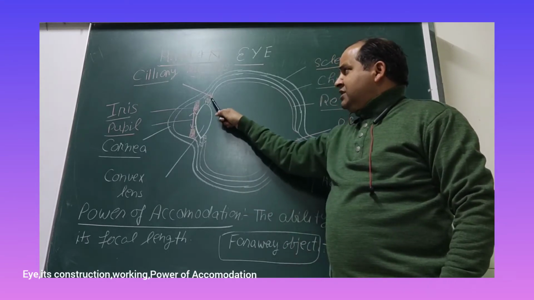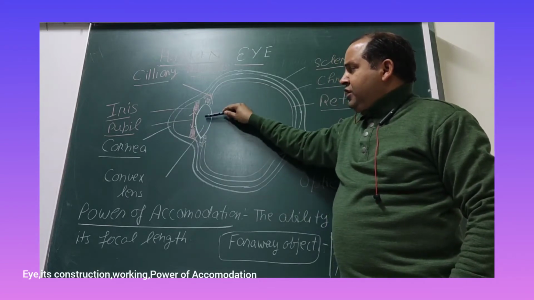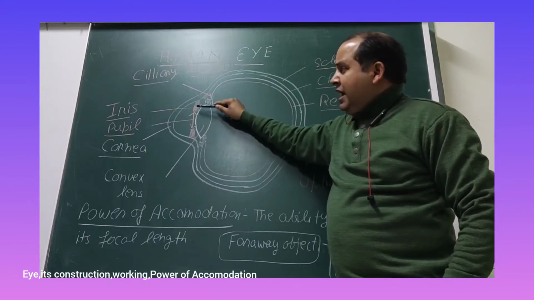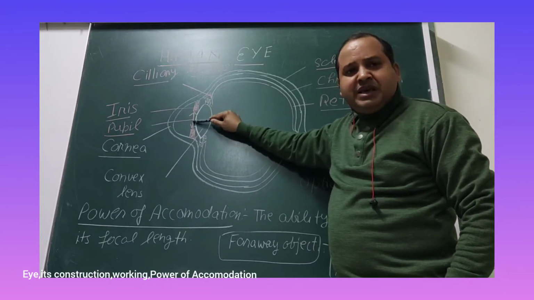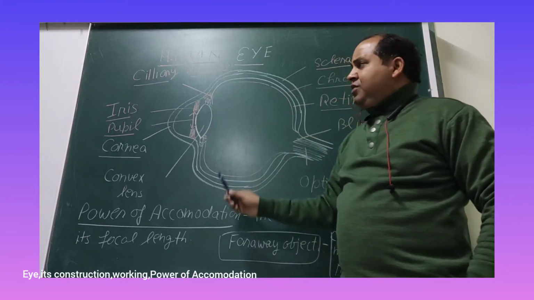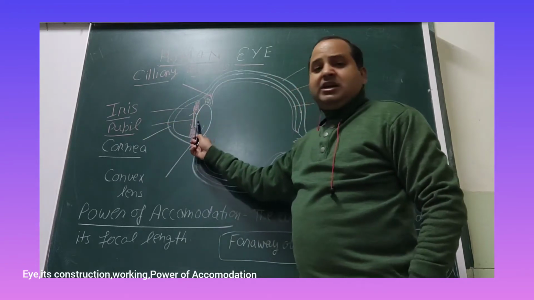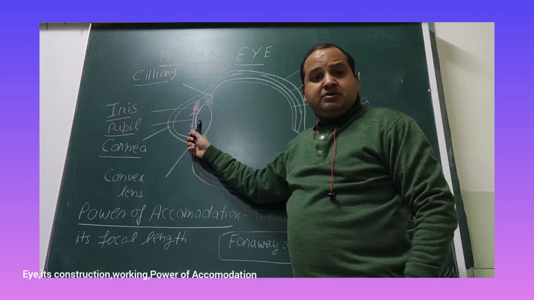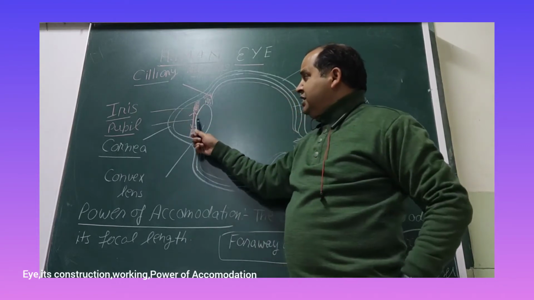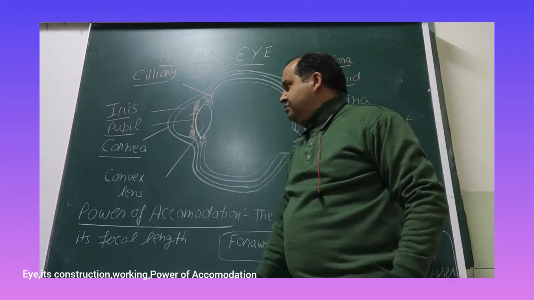Now this convex lens is held by these ciliary muscles, up and down, you can see. In front of the convex lens there is a structure called the iris, and in the middle of the iris there is a gap called the pupil. So the iris controls the size of the pupil. When there is bright light, the pupil size will be small, and when it is dark or there is less light, the pupil size will increase. That increase or decrease of pupil size happens by the contraction and relaxation of the iris.